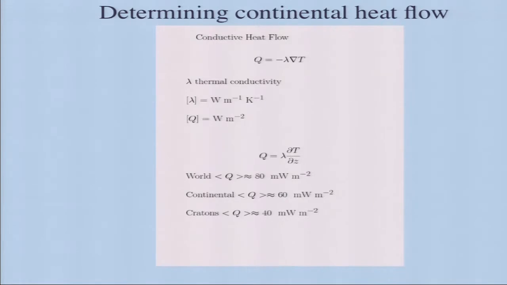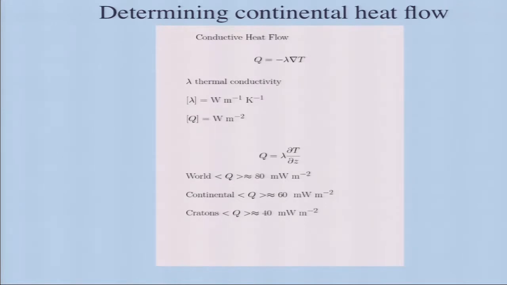We begin with Fourier's law of heat conduction. Heat flux is lambda, the thermal conductivity, times the gradient of temperature. Lambda is something that you can't estimate from other physical properties because it's sensitive to sometimes minute concentrations of minerals. Quartz has a huge influence on lambda, for example.